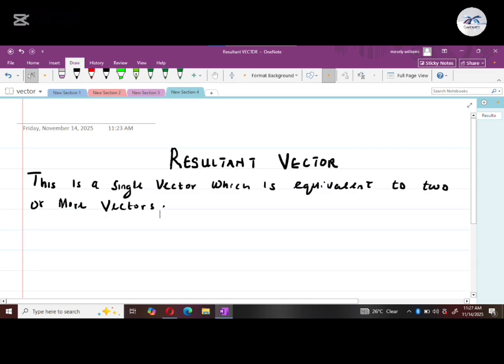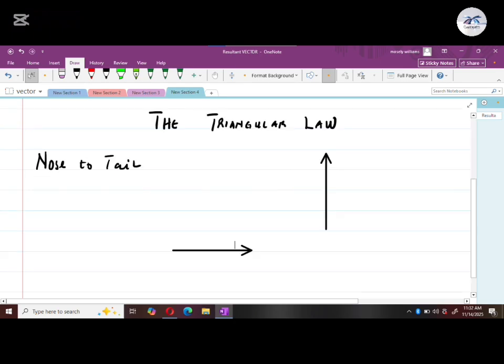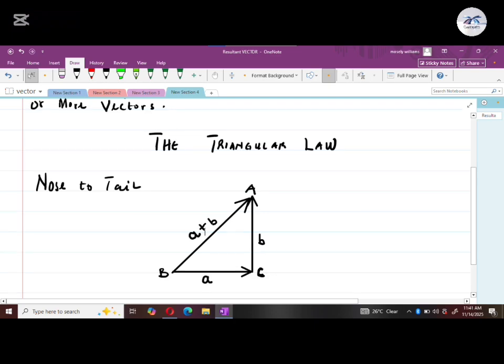And we need to know that these two methods are mathematically equivalent; the difference is just in the way we present them. Let's see the first one, the triangular law. If two vectors are represented by two sides of a triangle, taken in the same order (note that the order is very important here; we can say nose to tail or head to tail), then their resultant is represented by the third line, which is the closing side of the triangle.